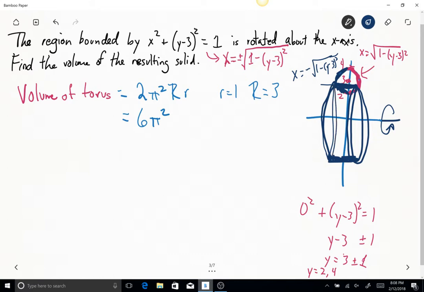Okay, so here's our cylinder. Now we need two pieces. So we'll have the 2 pi, since we're using our shell method. Our integral goes from what to what? Well, we already found those bounds. Those bounds are down below just by setting the x value equal to 0. So we go from 2 to 4.